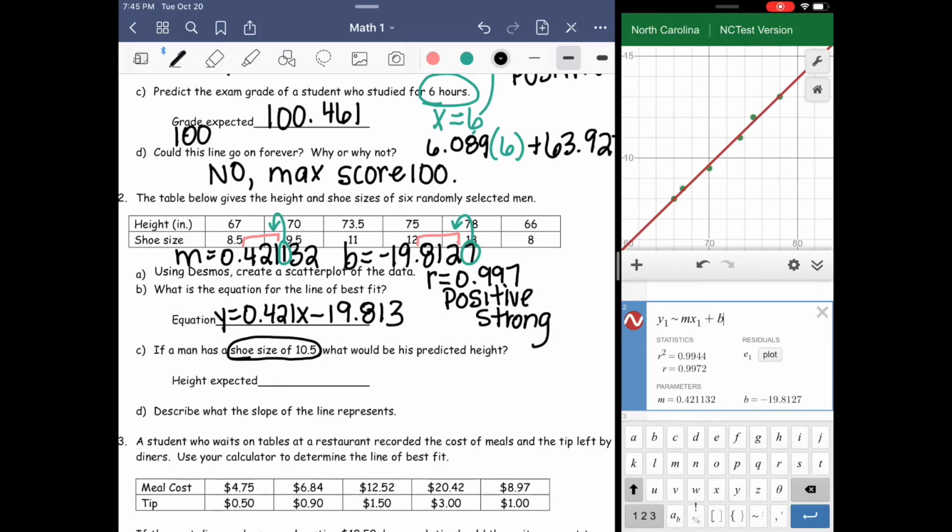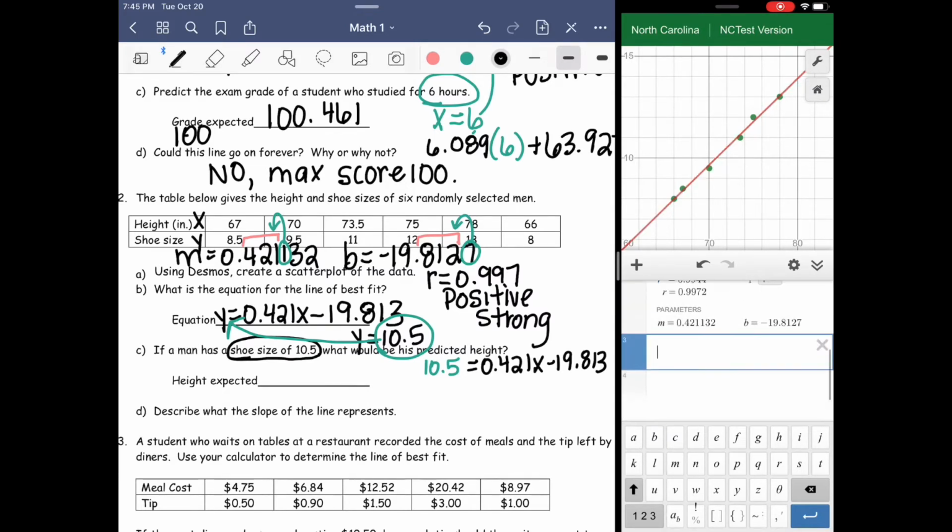It says if a man has a shoe size of 10.5. So my X was height, my shoe size was Y. So this time they gave me the Y value. So I'm going to have to take 10.5 and plug it in the Y spot this time instead of the X spot. So this is going to be 10.5 equals 0.421x minus 19.813.